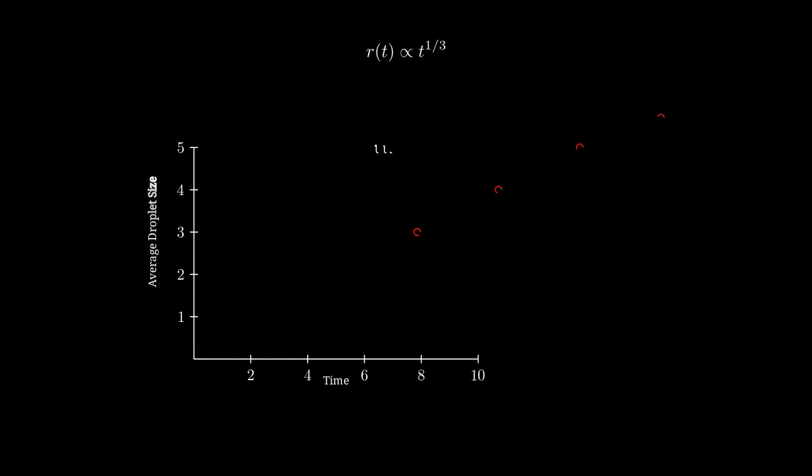This plot shows the characteristic cube root growth law during coarsening. The red points show experimental data following the predicted time to the 1/3 power scaling.